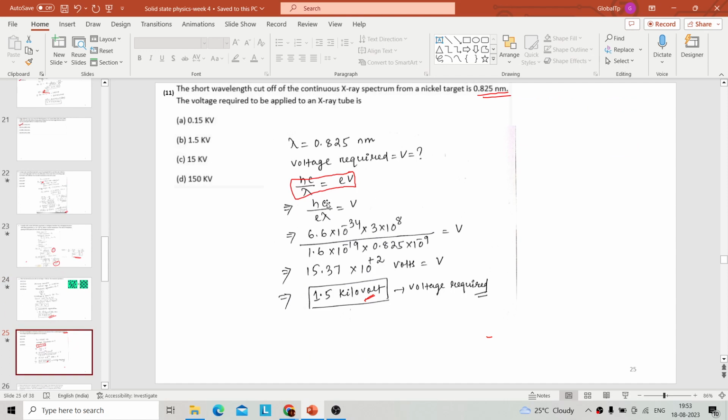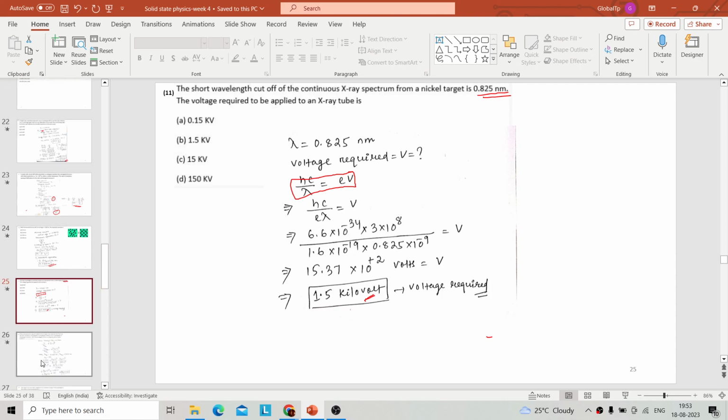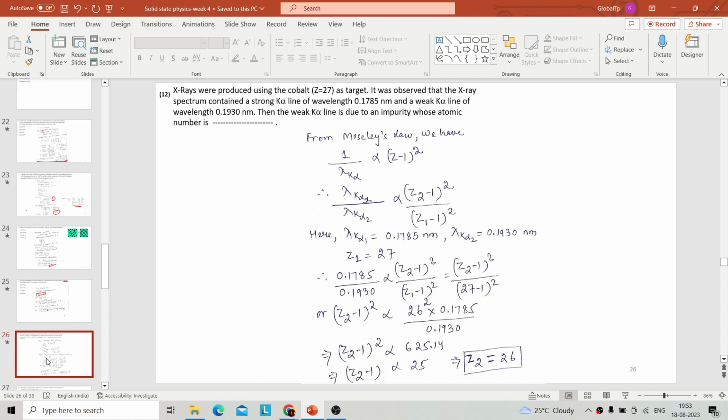And this is another formula which we have done today, that is hc by lambda equals eV. Here h, c and e are constants, so the varying parameters will be the wavelength lambda and the voltage, which is the voltage required to be applied to the X-ray tube. So for most of the problems, you have to calculate using the given values in the formula.